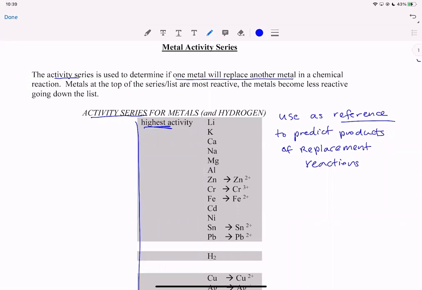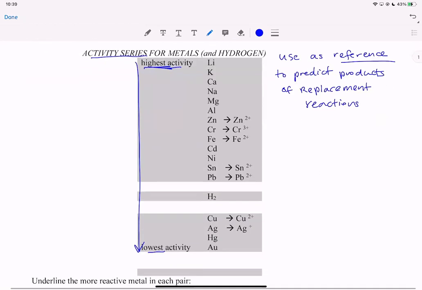So we're going to be looking at single replacement reactions and then continue on to double replacement reactions. Now you can use this activity series for either single replacement or double replacement, but it is most useful for single replacement reactions. So that's called the replacement reaction, and it is when one metal replaces another metal in single replacement. So the metals at the top are the most reactive. That's what highest activity means. And the metals at the bottom are the least reactive. That's what lowest activity means.